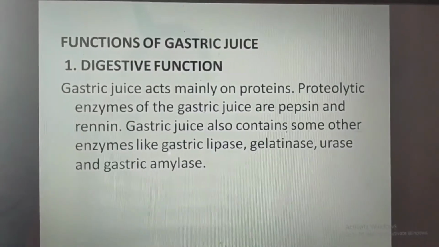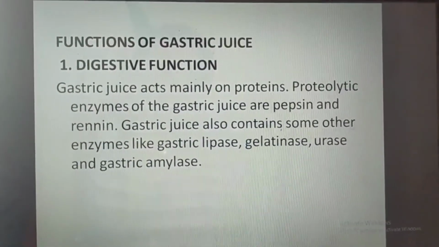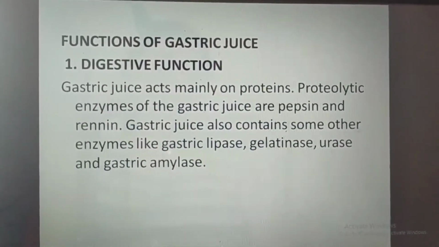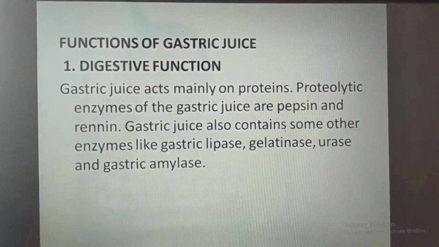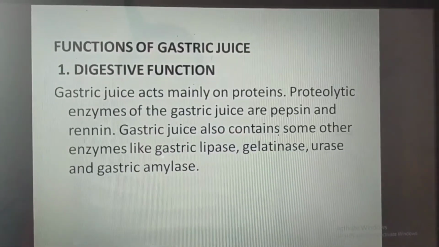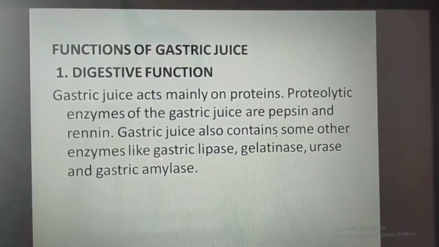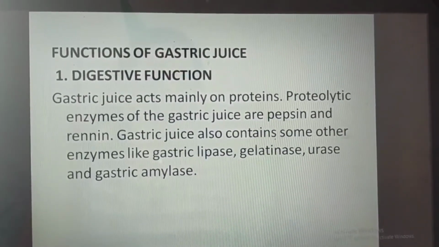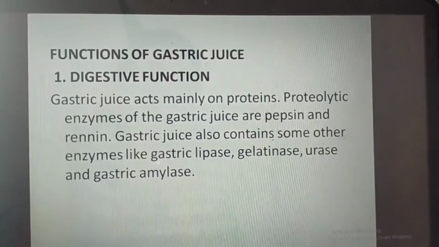Now we'll see the functions of the gastric juice. First function is the digestive function. Gastric juice acts mainly on proteins. Proteolytic enzymes of the gastric juice are pepsin and rennin. Gastric juice also contains some other enzymes like gastric lipase, gelatinase, urease, and gastric amylase.